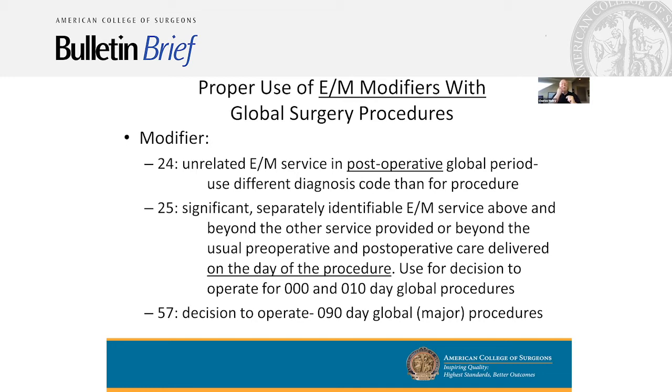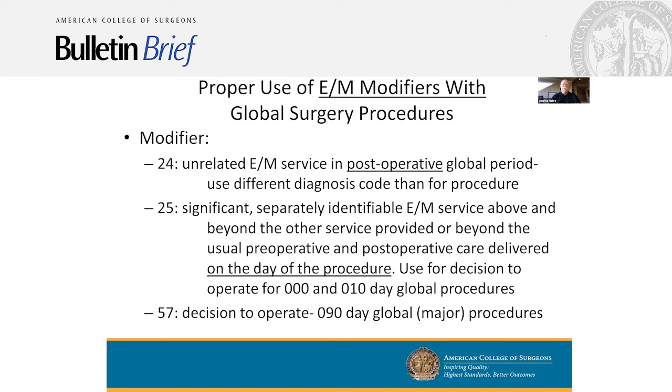So for instance, if you have a patient that, let's say, has a bad urinary tract infection and comes back to your office and you have to treat them for that, then it's perfectly appropriate for you to charge an E&M bill for that encounter by using a 24 modifier applied to the E&M code. Let's say a 99214, you apply the 24 to that along with your bill that you send in for the, let's say, colon resection. Now, if it's a 0 or a 10-day global, and this is done on the day of the procedure, you have to use a 25 modifier. Now, don't ask me why, that's just the rules.